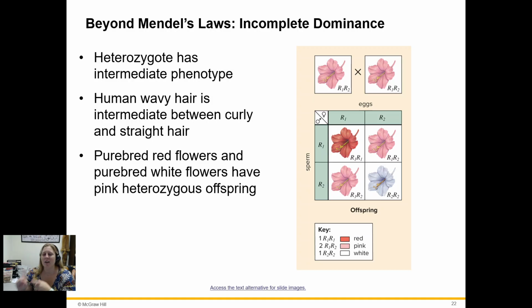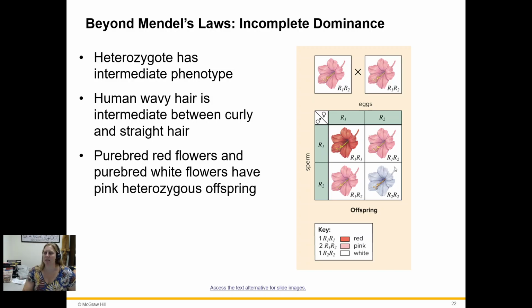Okay, a common way we see this is absolutely with flowers. Flowers do this a lot, where if I have a red flower and a white flower and I breed them together, their offspring are pink. Well, pink, if you know your color theory and your color wheel, is going to be made when red and white are mixed.